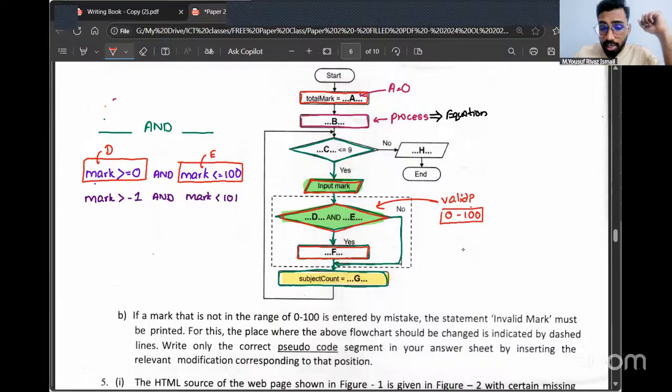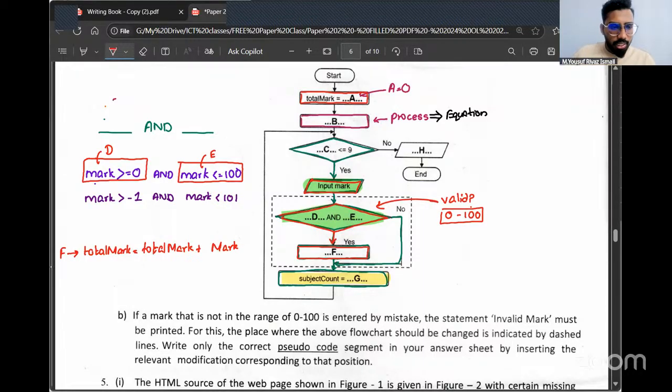After I check if the mark is valid, if it is valid, now I have to store or add that mark. So I'm going to mention here that the letter F represents that total mark is equal to total mark plus mark.